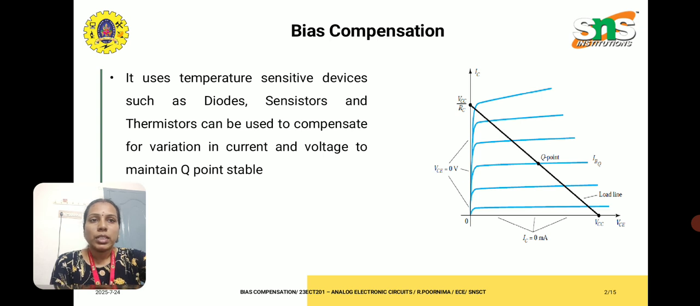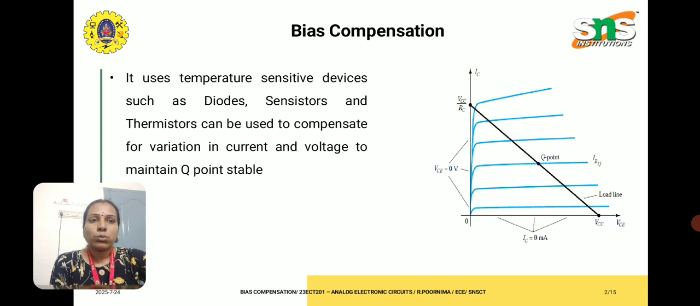So first of all, let's see the need for bias compensation. In transistors, the operating point is affected by many factors like temperature, changes in current gain, and so on. If the operating point is affected, the stability is not achieved, so the transistor cannot be used as an amplifier. To set the operating point of the transistors, we need to bias the transistor by using proper biasing circuits.